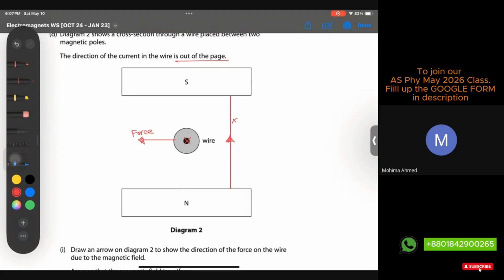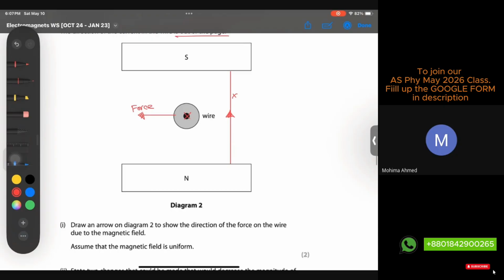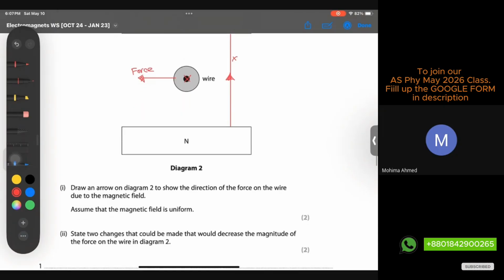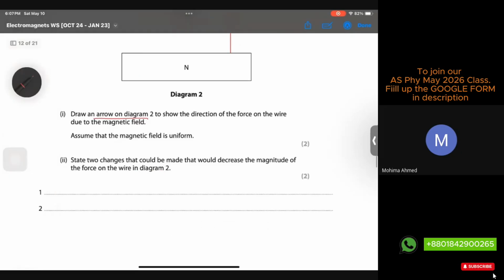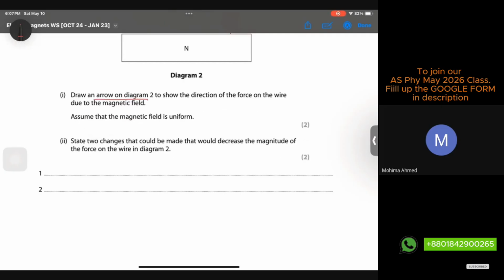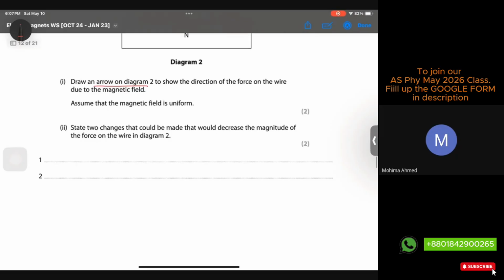You don't need to draw the vertical line for the field lines, by the way, but only this one. Draw the arrow to show the direction of force on the wire due to the field lines, assume the magnetic field is uniform. We just have to draw the arrow. Now again it says, state two changes that could be made that would decrease the magnitude of the force on the wire in figure 2. Amna, can you tell me one of the few changes that would decrease the force? Moving the magnets farther apart. Okay, that's correct.